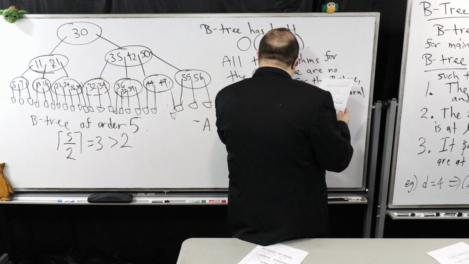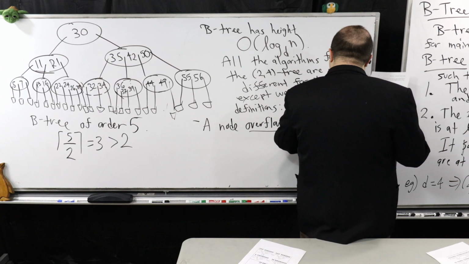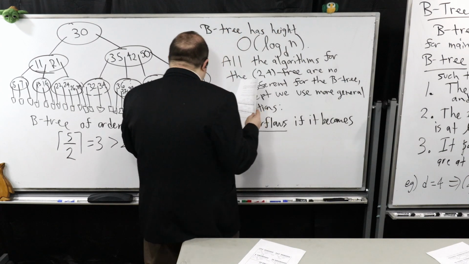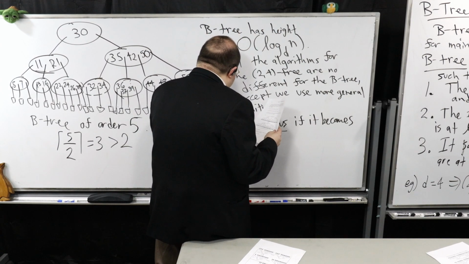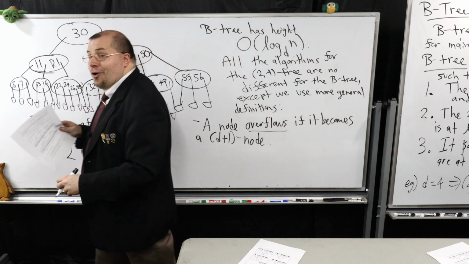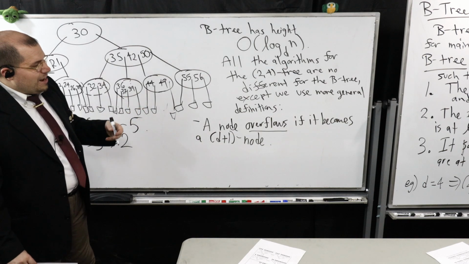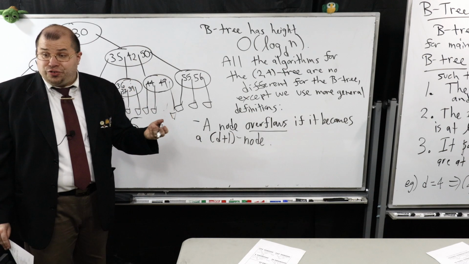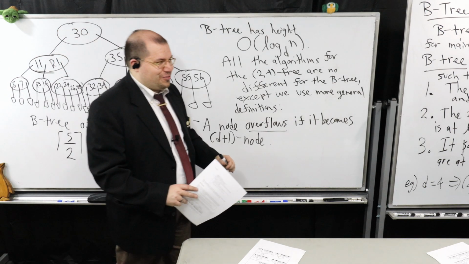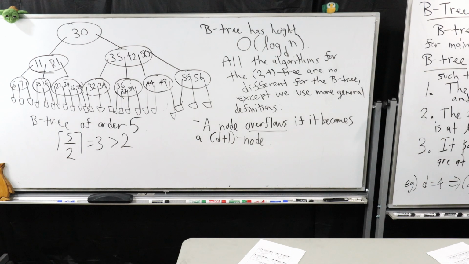A node overflows if it becomes a D+1 node. So that's what overflows means for a B tree. If you actually just plug in D is equal to 4, like our 2-4 tree, you'll see it's exactly the same as we had for our 2-4 tree. Why? Because it's a 5 node, right? When it overflows.